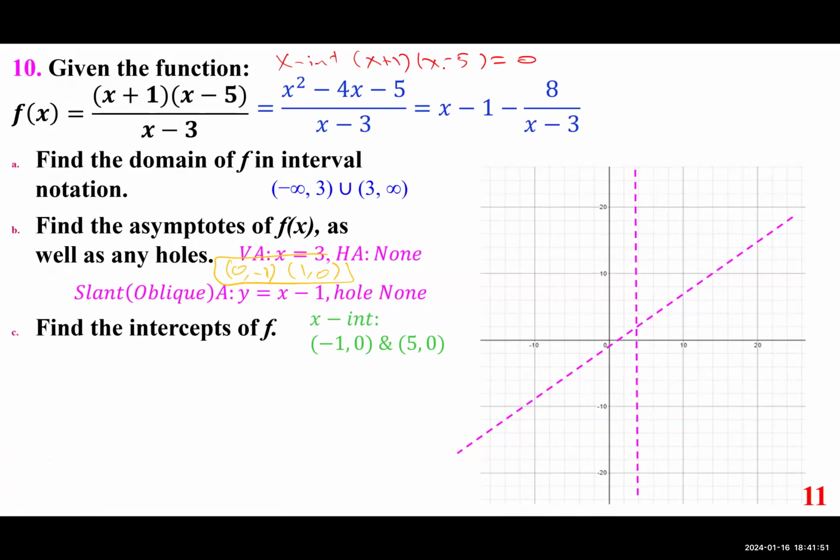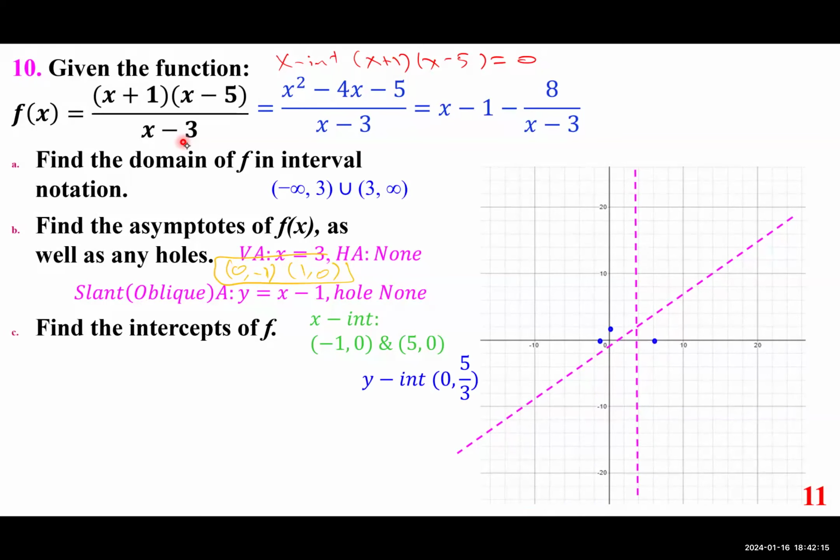For the y-intercept, you set x equal to 0. So this is 0, this is 0, this is 0. If this is 0, we get +1 times -5, which makes it -5, over -3 or makes it positive 5/3. So those are the two x-intercepts. And this is your y-intercept.